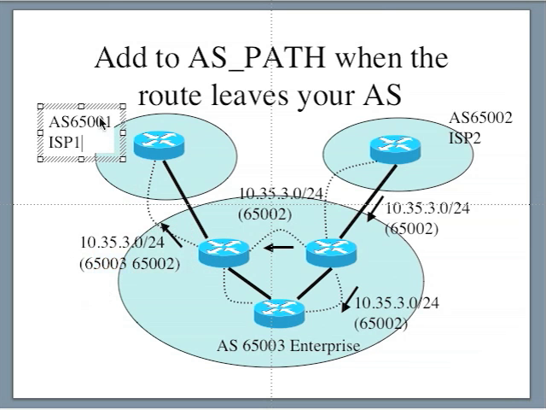Then autonomous system 65001 receives the update. It looks for its own autonomous system number in the path. It says, is 65001 in the path? No, it is not, so I will accept that route.